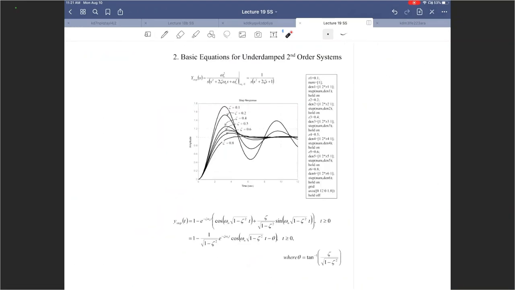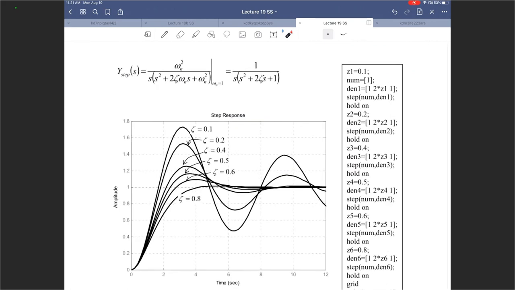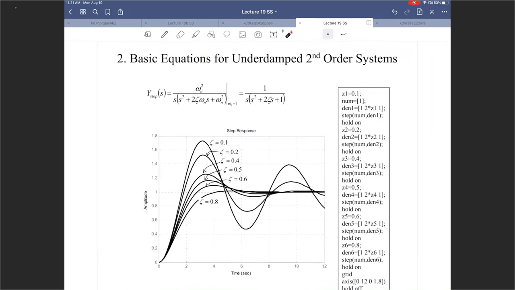Let's try to derive a few of these. The basic equations for an underdamped second order system are provided over here. Here you have the step response. All we did is take the transfer function and treat this as the step response. Okay, how do we take h of s and make it into the step response? Suppose you have a transfer function. How do I find y step of s?